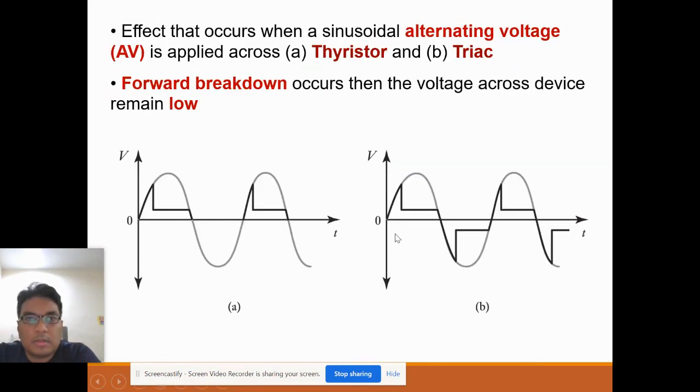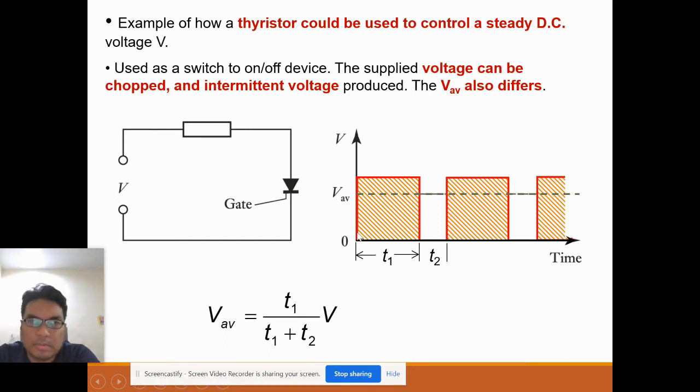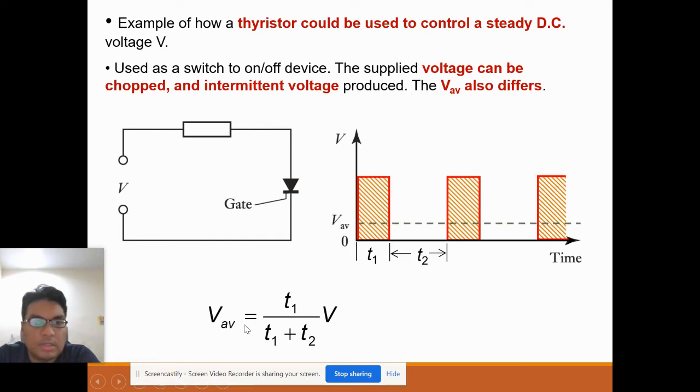Here is an example of how a thyristor could be used to control a steady DC voltage. When you have a voltage, a resistor and also the thyristor or triac, this is used as an on-off switch device, where the supplied voltage can be chopped. It can be chopped like this at the green line, and an intermittent voltage is produced. The V average also differs based on the amount of voltage supplied and the type of sine wave. This has this amount of voltage in the positive direction, so we have a different T1 and T2 here using these equations. If the voltage wave is different like this, you will get a different average voltage for both thyristor cases.